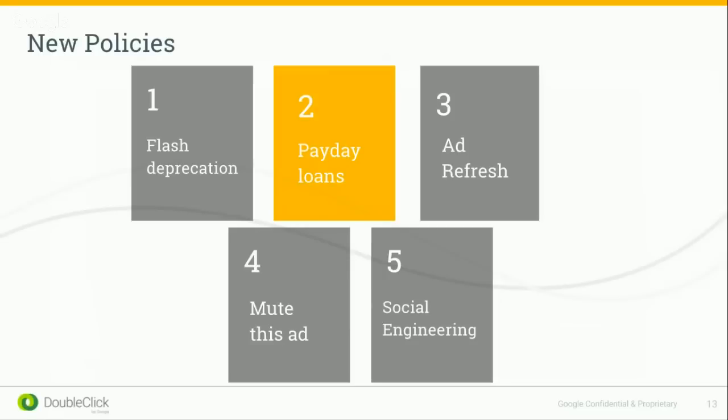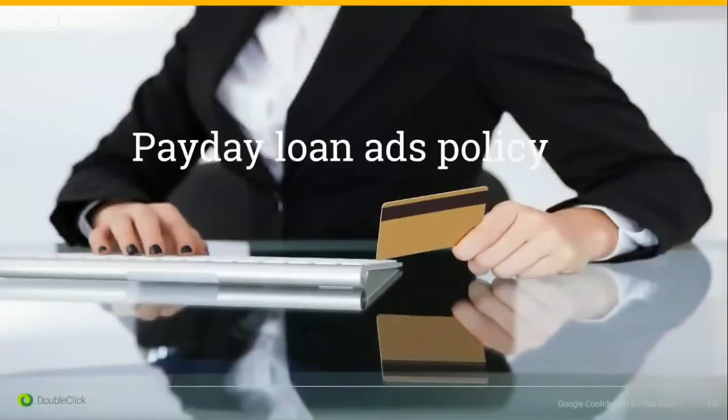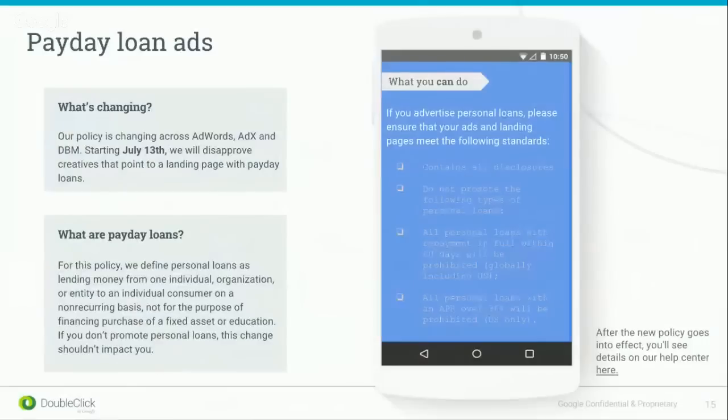Okay, so moving on to the payday loans ad policy. What's changing here? Our policy is changing across AdWords, Ad Exchange, and DBM. Starting July 13th, we will be disapproving creatives that point to a landing page with payday loans. You may ask, what are payday loans?